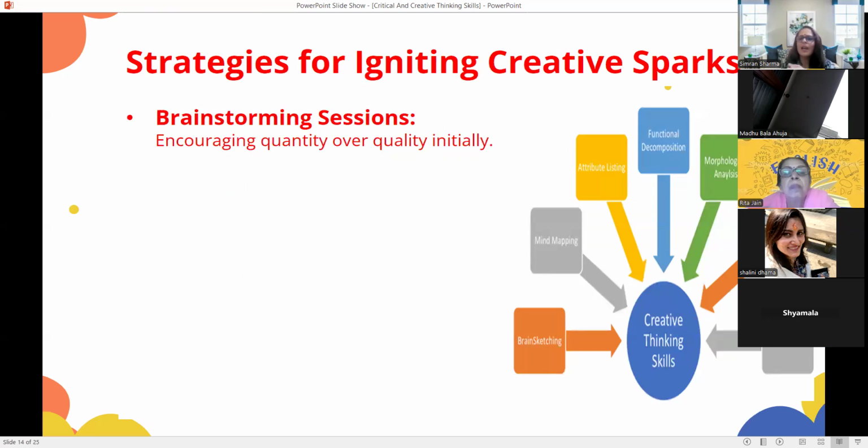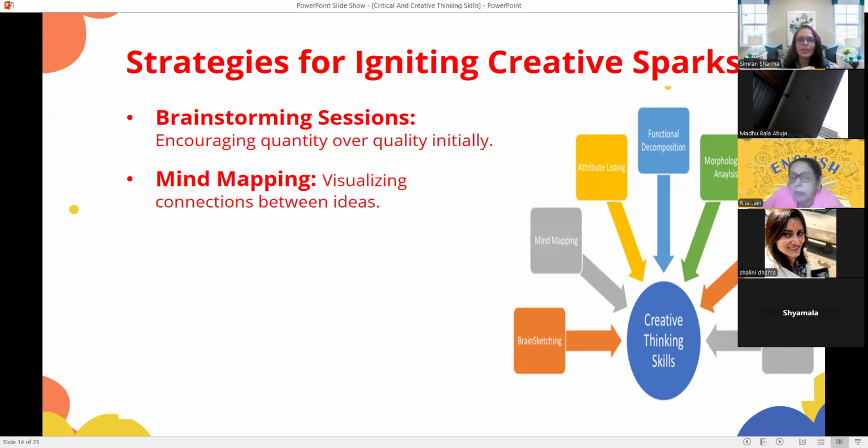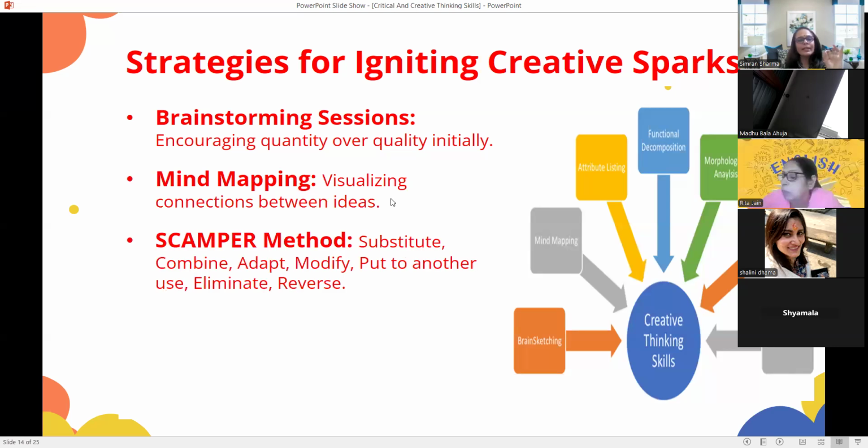Now come to strategies for creative thinking. Foremost is the brainstorming session. When you look at a problem and you are looking for ideas, the first thing in creative thinking is to generate a lot of ideas. So here quantity is more important than quality in the initial stage. Once you zoom into one solution, visualize that solution in your mind and connect the dots.